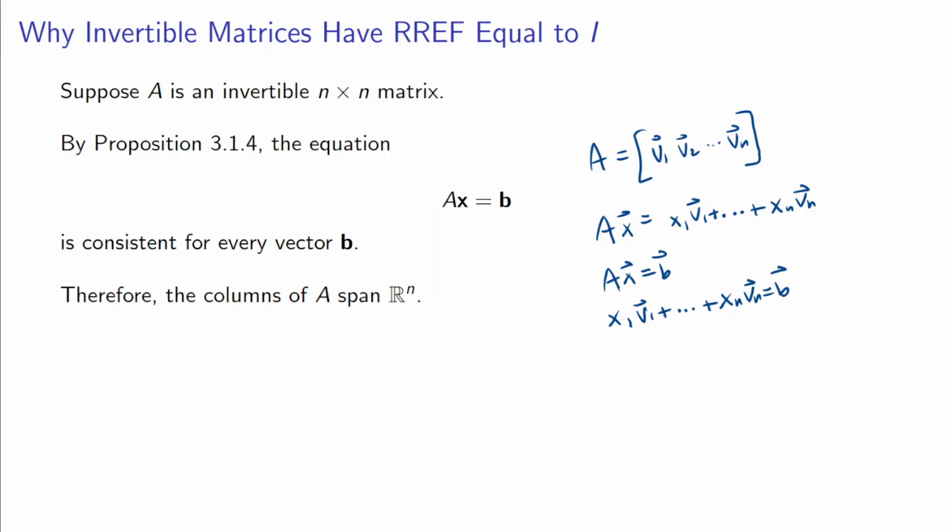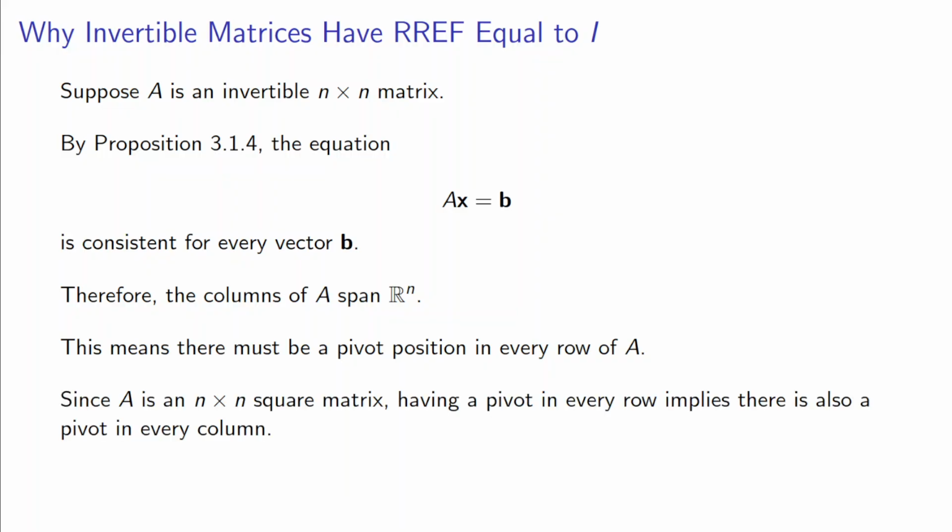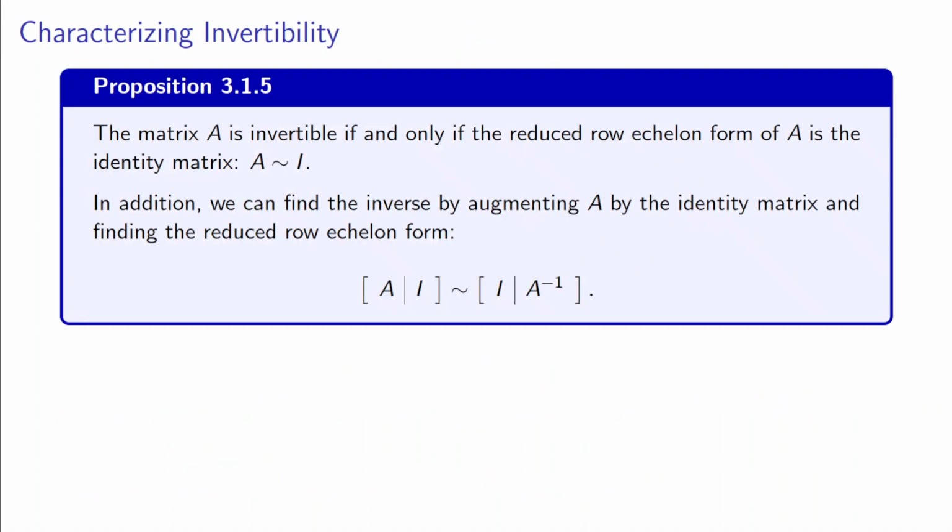Therefore, the columns of A span all of Rn, which means there must be a pivot position in every row of A. If we go back to some of those videos and some of the propositions we had seen about spanning, we would see that this had to be true. Since A is an n by n matrix, having a pivot in every row implies there is also a pivot in every column. So that is enough for us to know that we can reduce A to the identity.